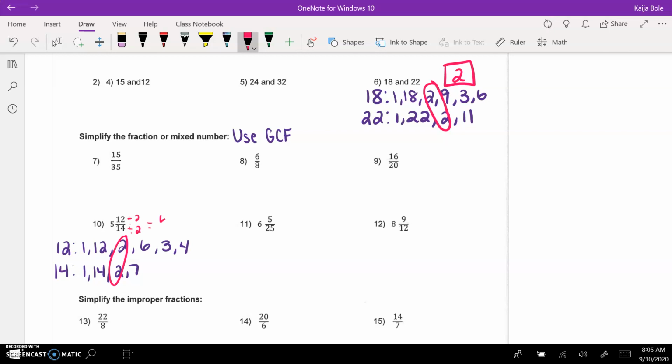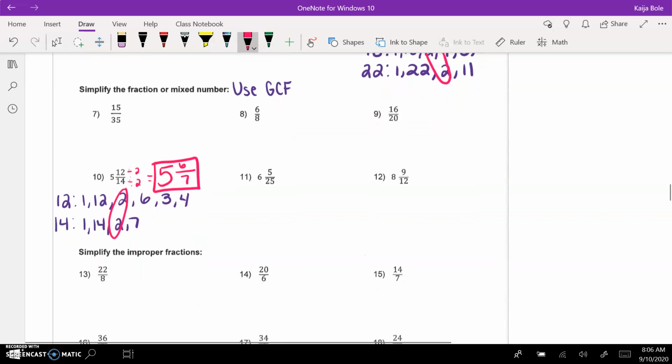So when I get that, I would still have 5 as my whole number. And then when I do 12 divided by 2, it would be 6. 14 divided by 2 would be 7. And that's as small as we could go. All right, some of you will be able to simplify in one step. Some of you, it might take more than one, especially here in number 9. But we want to get it as small as possible.